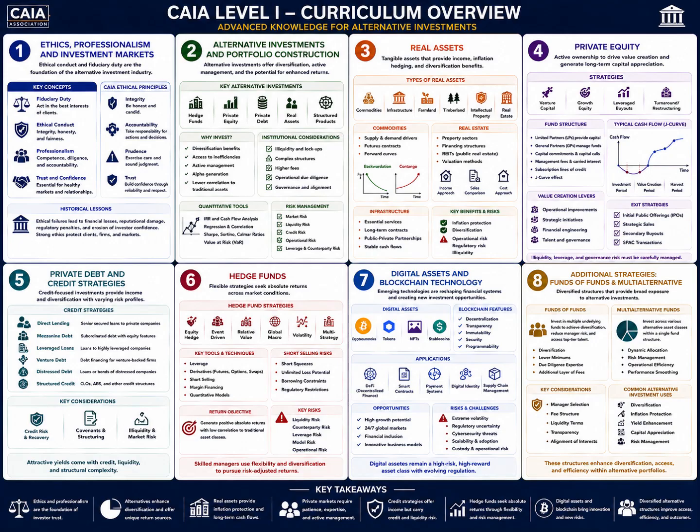Topic 7 examines digital assets and blockchain-based financial systems as emerging alternative investments. Candidates study cryptocurrencies, decentralized networks, smart contracts, and distributed ledger technology. The curriculum emphasizes the unique characteristics of digital assets, including decentralization, transparency, and cryptographic security.